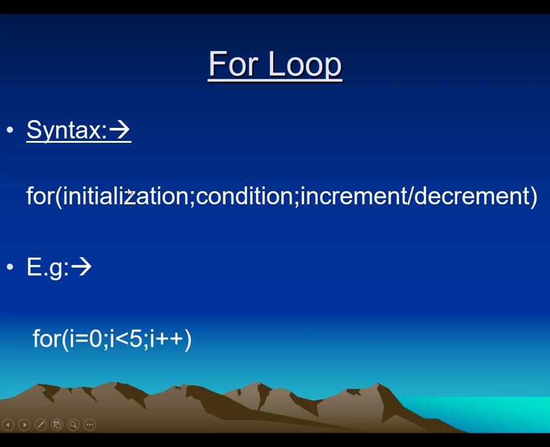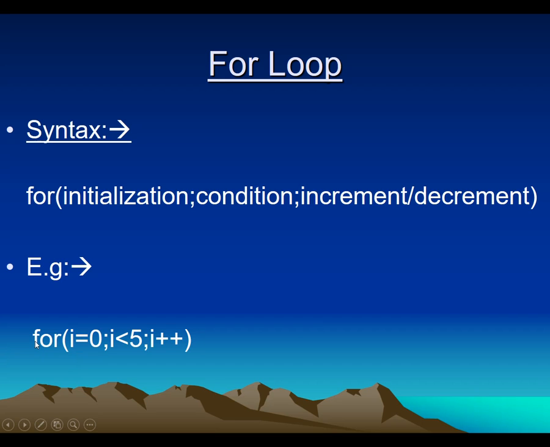Again I am repeating: the syntactical part of for consists of three sections. Section number 1 is initialization, which is followed by a semicolon. The next part is condition, which is also followed by a semicolon, and the third part is increment or decrement, which is not followed by a semicolon. So in this way we can write the syntax of the for loop.